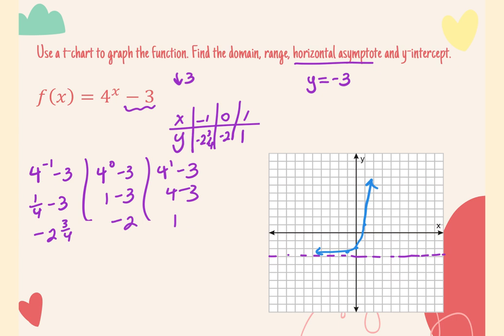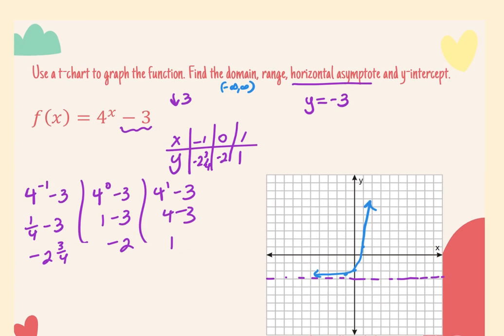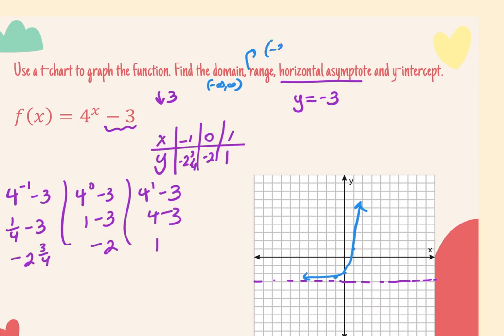The domain on all exponential functions is -infinity to +infinity. The range is adjusted by that vertical shift. So because it's shifted down 3, your range starts at -3 and goes to +infinity. We already found the horizontal asymptote. And then the y-intercept is when x is 0, which is 0, -2. Questions on it?